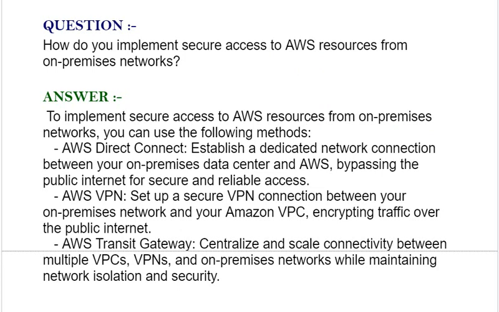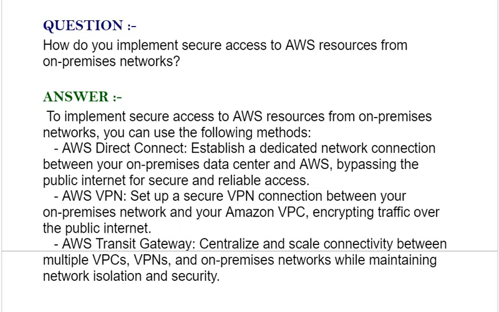Our interview question based on Certified Security Specialty is: how do you implement secure access to AWS resources from on-premises networks? Your answer should be to implement secure access to AWS resources from on-premises networks. You can use the following methods.